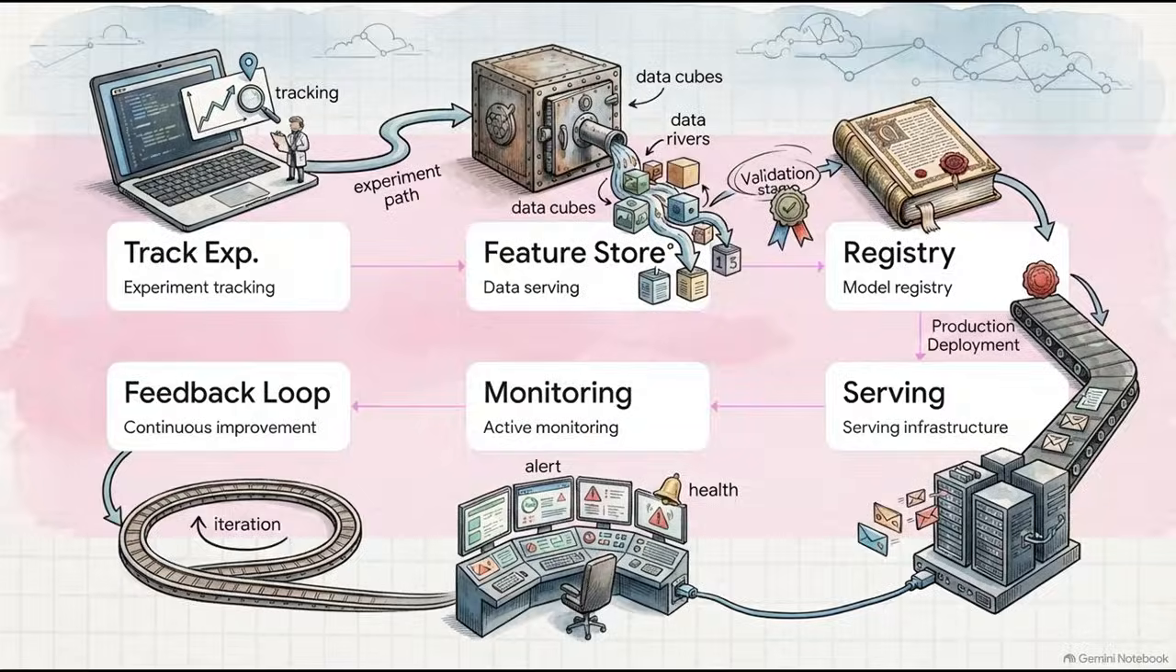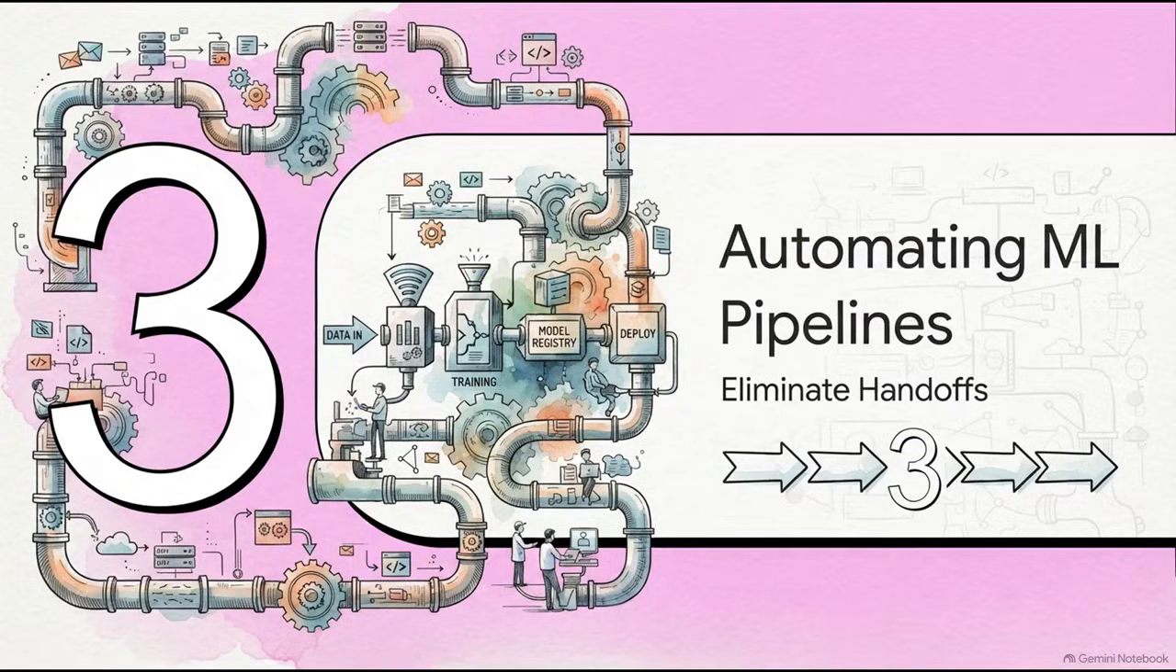Now, to get those kinds of results, you need a very specific connected component chain. It all kicks off with Step 1, tracking your experiments. That feeds directly into Step 2, serving data through a feature store. From there, we move to Step 3, where you register the validated model. Then, Step 4 pushes it out to your serving infrastructure. Step 5 establishes active monitoring, and finally, Step 6 creates those seamless feedback loops to improve your next iteration. It is essentially a continuous, connected journey mapping how a model travels from a data scientist's laptop into a fully monitored production state. That brings us to Section 3, automating the ML pipeline.